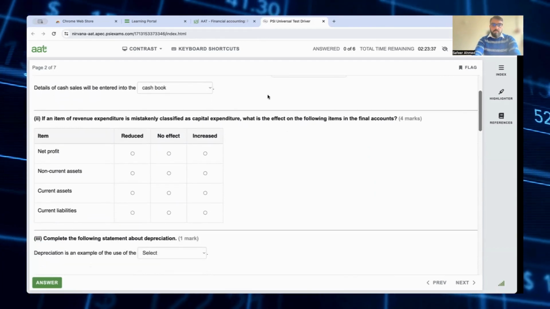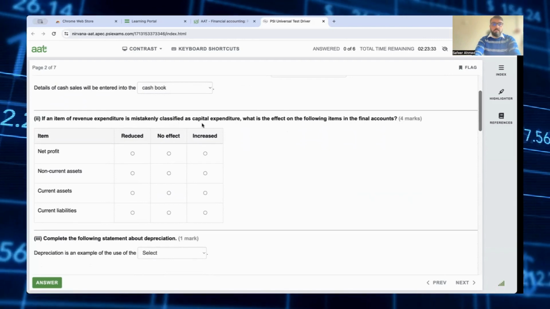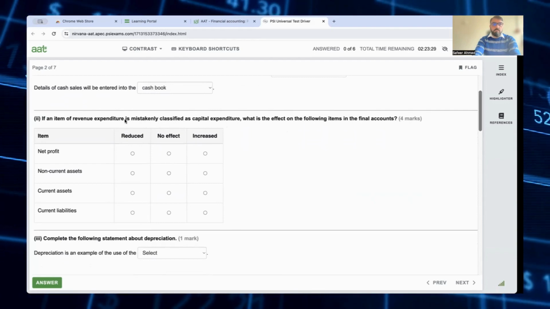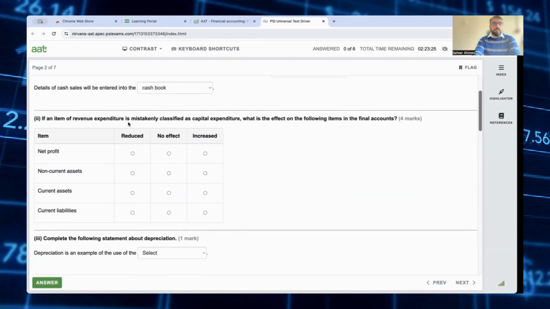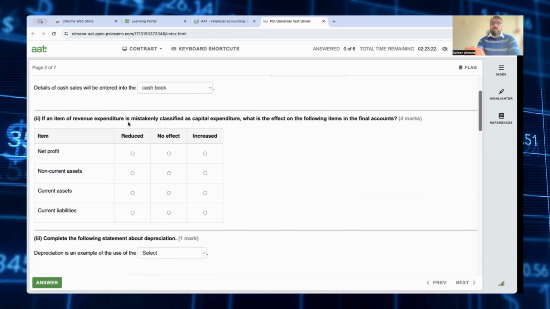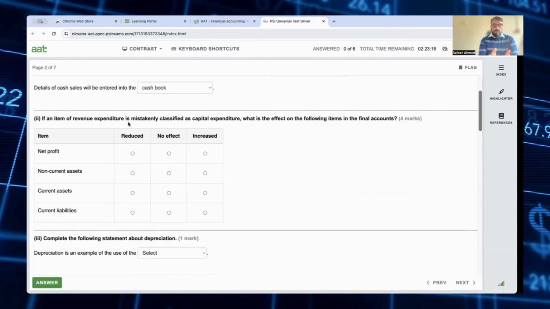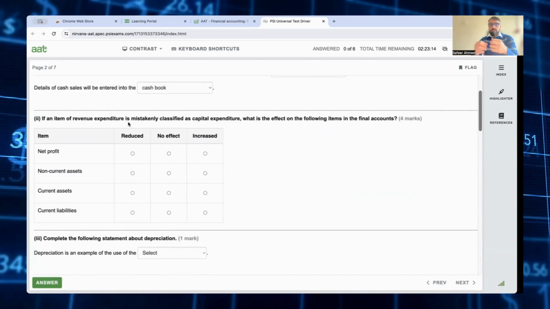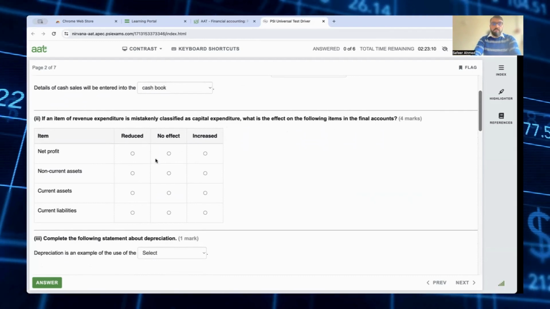The second part of part A is if an item of revenue expenditure is mistakenly classified as capital expenditure. So what they're talking about here is, for example, if you record vehicle expenses as vehicle at cost. So in other words, you have recorded an expense as an asset. What is the effect on the following items in the final accounts?